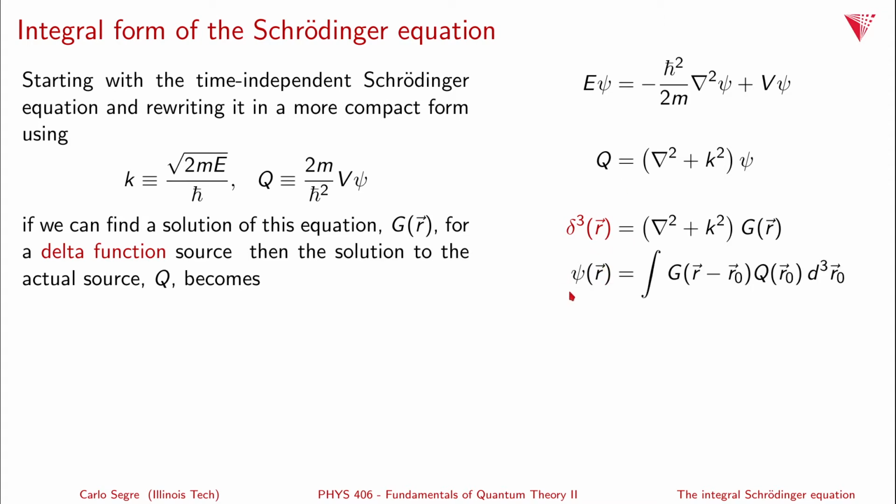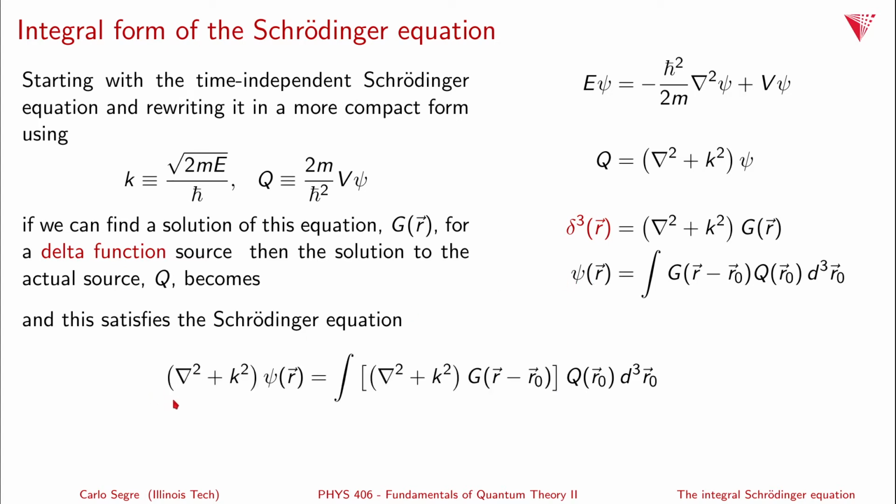It's just an integral: psi of r is equal to the integral of g of r minus r0 times Q of r0, integrated over r0, d cubed r0. Basically you're saying that if I apply a sum, an integration, of delta function solutions, I will get the full solution psi of r. Let's see how this satisfies the Schrödinger equation. Let's start with del squared plus k squared applied to psi of r. That's the right side of the equation.